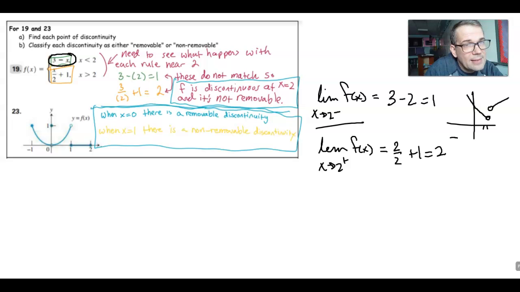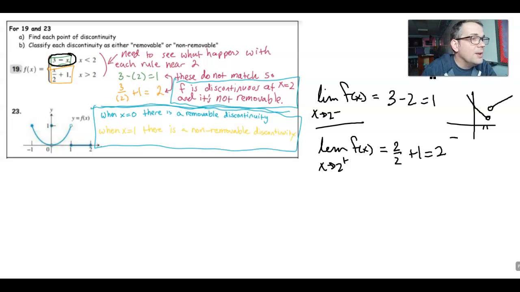That's like that, and that's like that. So they're not going to the same place. That's why I'm saying f is discontinuous at x equals 2, and it's not removable. The limit didn't exist, because it matters which side it approaches 2 from.